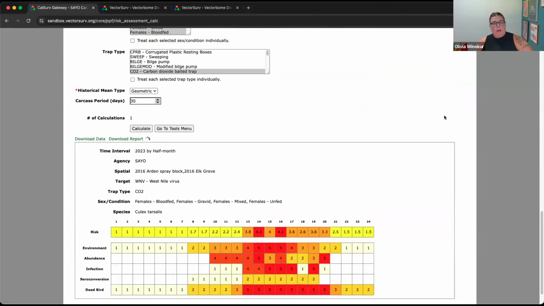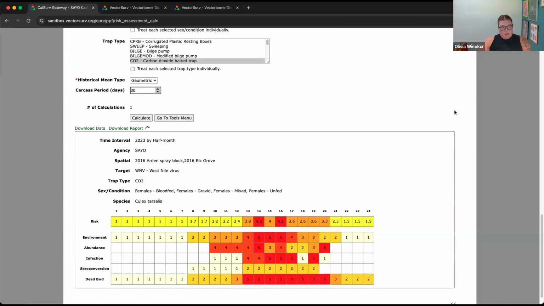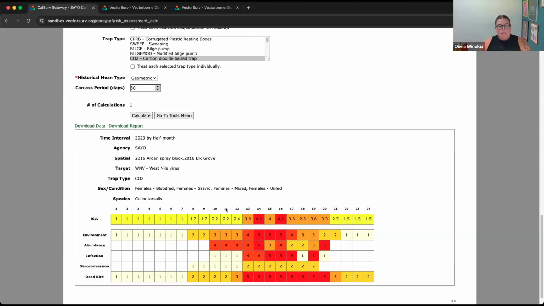There we go. Okay, so the output on this risk calculator is going to show us by half month what the risk is for West Nile virus. If we hover over, it's also telling us what date that half month corresponds with. It gives us an overall risk estimate. As the season progresses, risk gets higher until later in the season when it gets lower. And it'll tell you everything that went into that overall risk estimate.